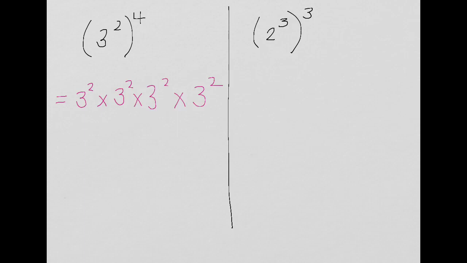I can now go back and use my rule because my bases are the same. So I know this will be my new base. It will be the same. And I've got a squared, these are multiplying. So if my bases are the same and I am multiplying, I would add 2 plus 2 plus 2 plus 2, which is 8.